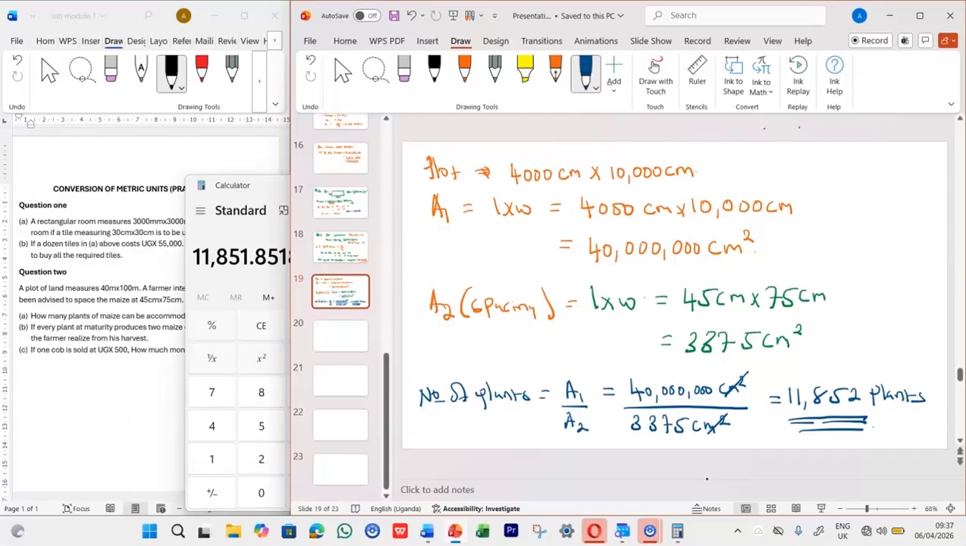So this is what is needed: 11,852 plants. This is sometimes what they refer to as the population density. So in that plot of land, 40 by 100 meters, you should expect to get 11,852 plants at a spacing of 45 by 75 centimeters, on the assumption that in every hole you plant strictly one seed.